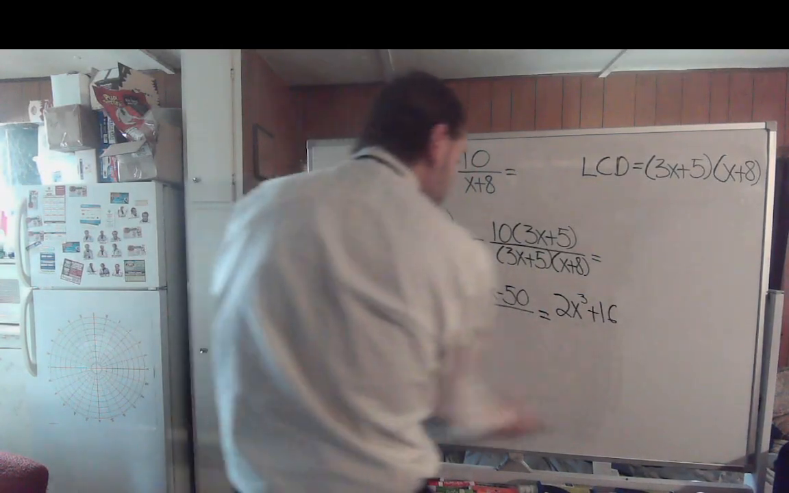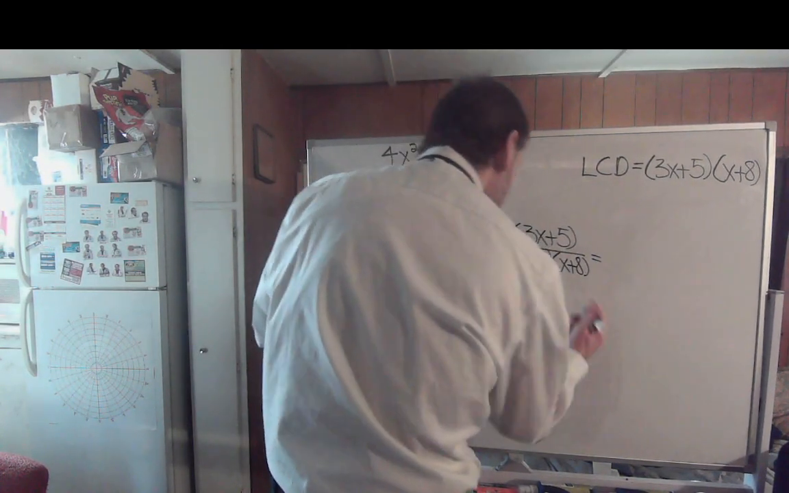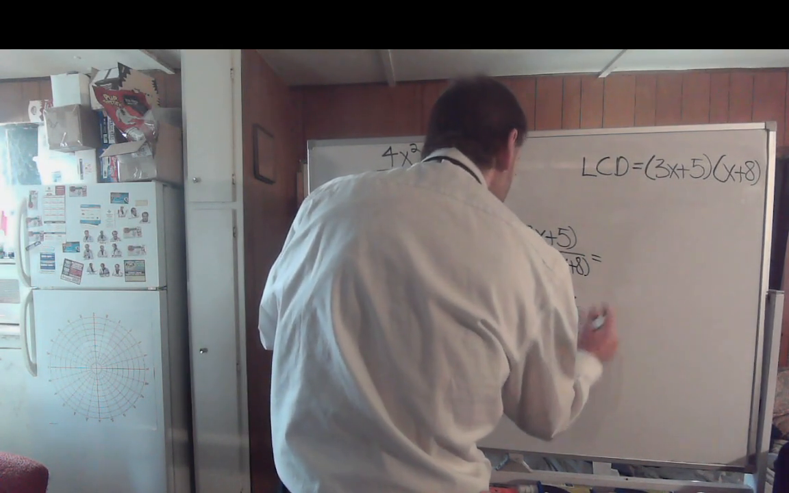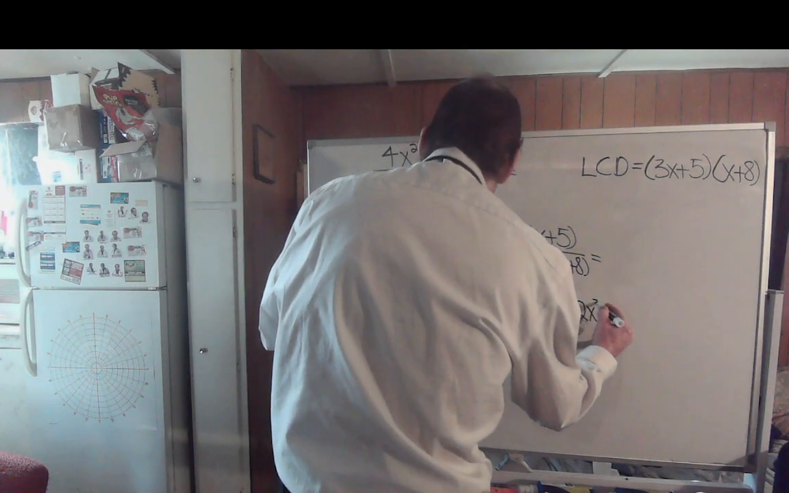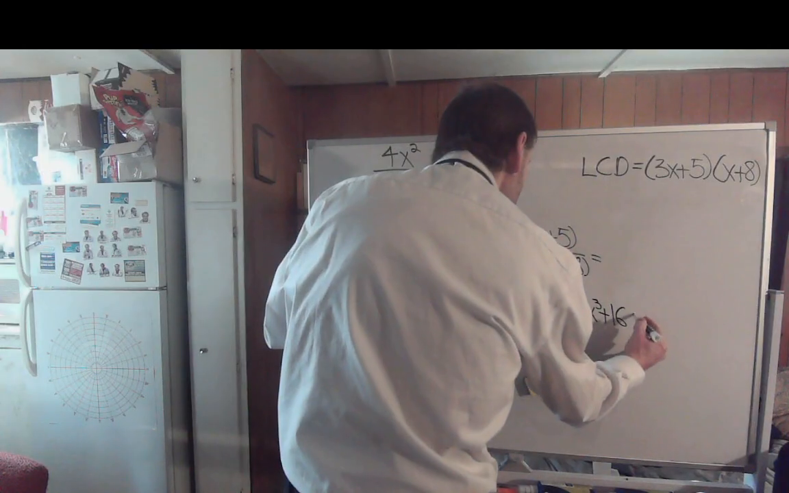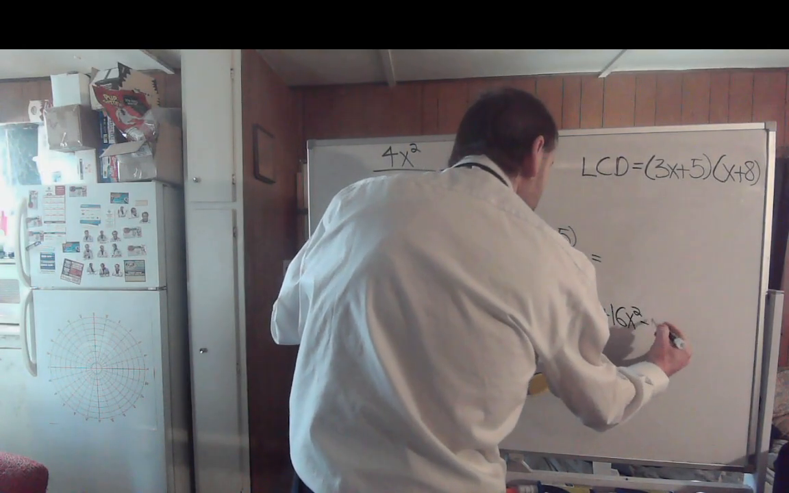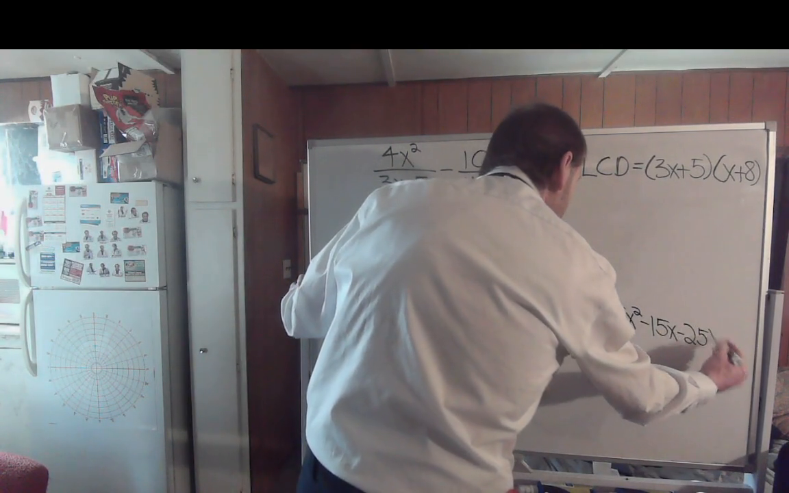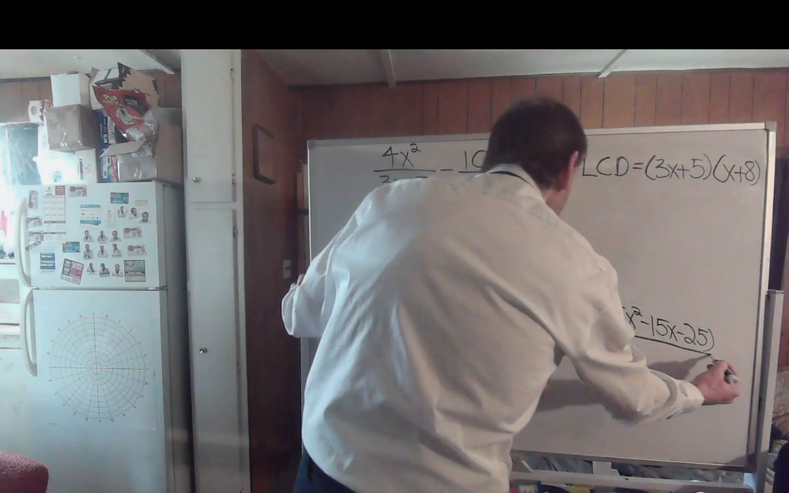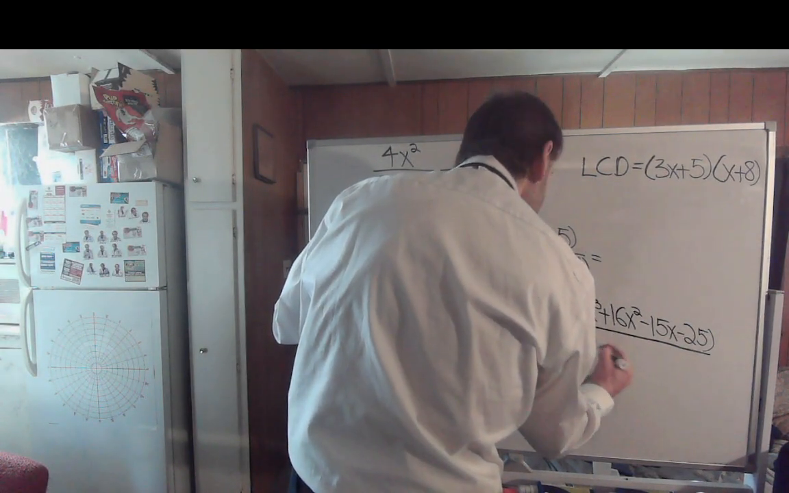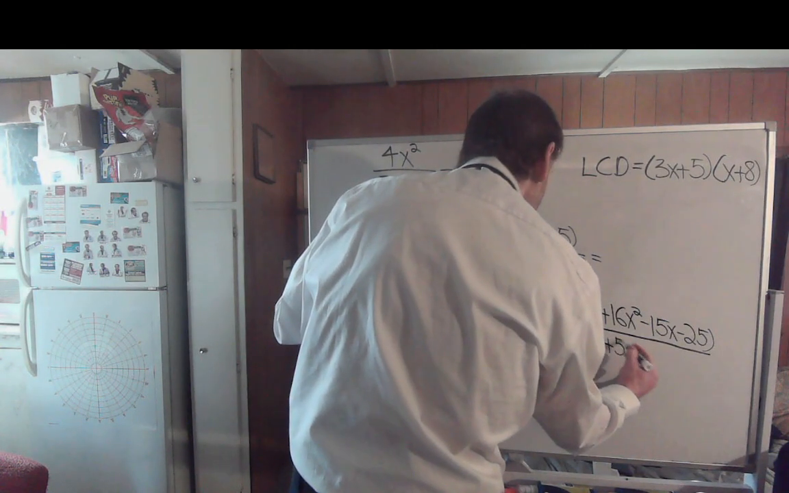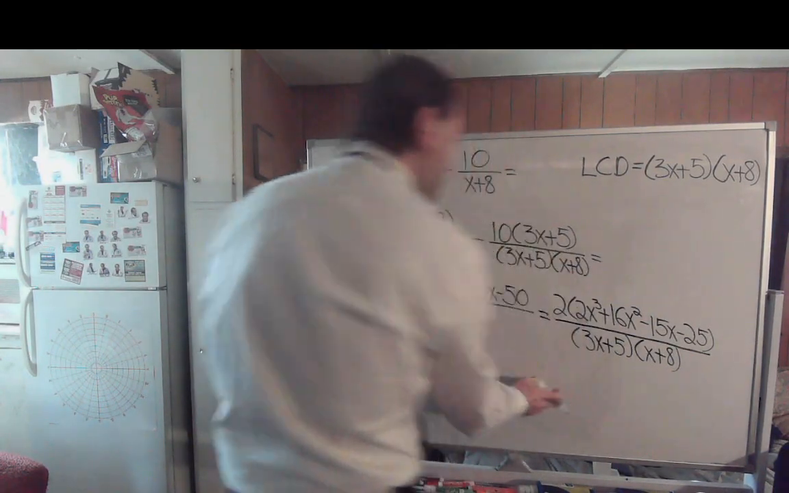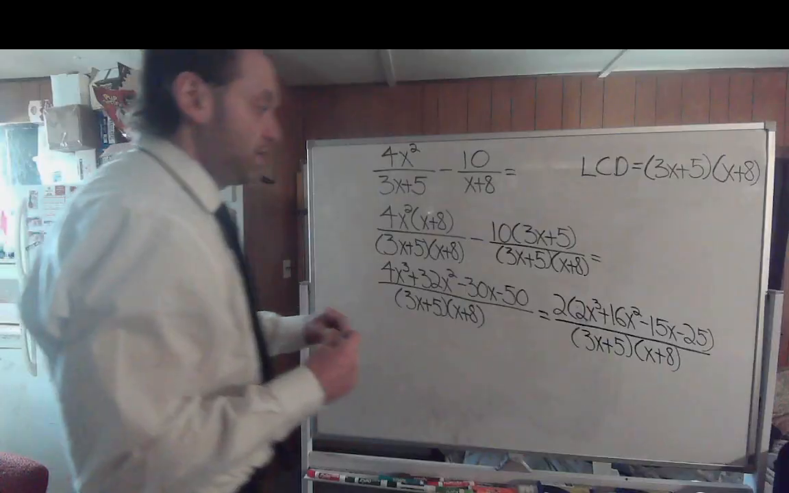Well, here, hold on a second. I need to factor out the 2. So 2 times 2x to the third plus 16x squared minus 15x minus 25 all over that 3x plus 5 times that x plus 8. And really, can we do anything else here?